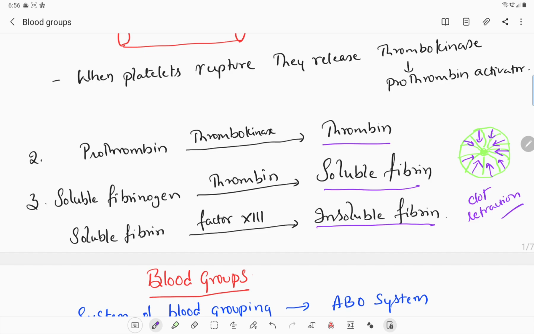Right? So this is about the blood clotting. What does the blood clot contain? Blood clot contains the fiber. Blood clot traps the dead microorganisms and also seals the wound. Now let us go for the next one, blood groups.